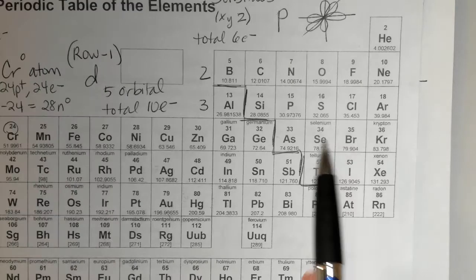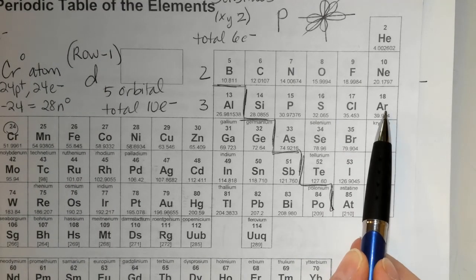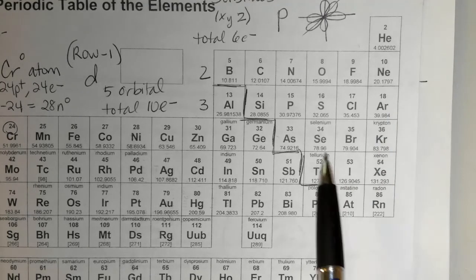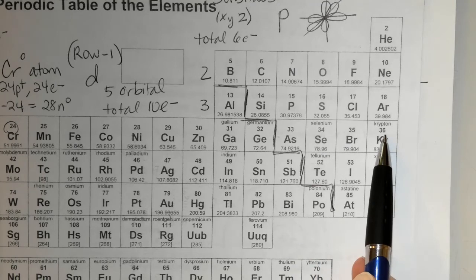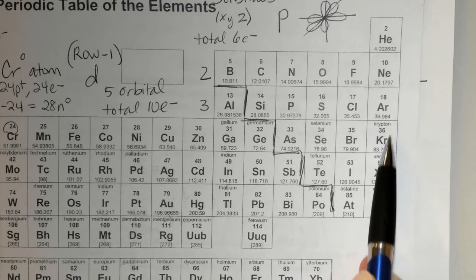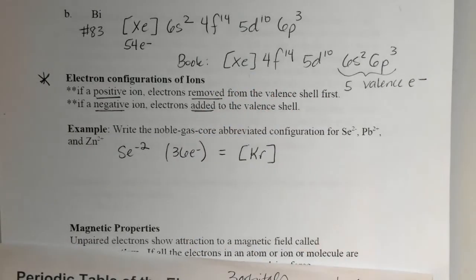So rather than doing a noble gas core of argon and then doing 4s2, 3d10, 4p6, in this case, selenium, when it picks up 2 electrons, it actually matches that noble gas structure of krypton. So we're going to say that that is identical to the krypton structure.